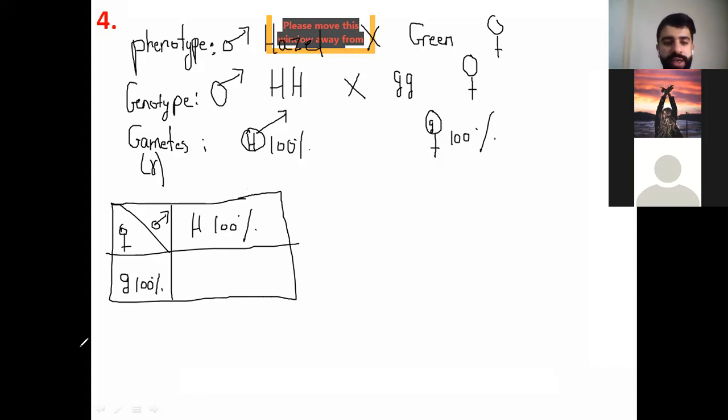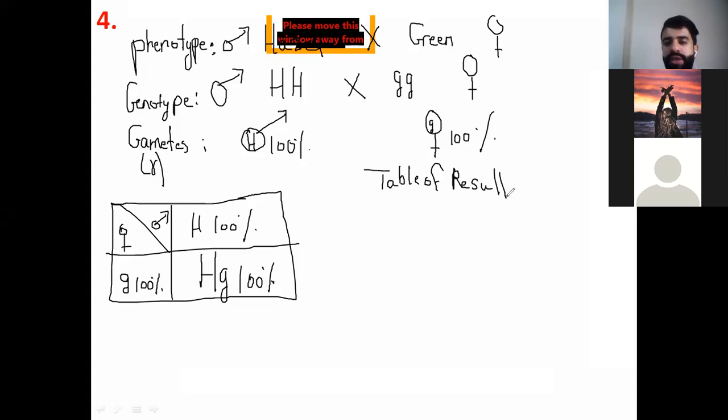What do you think, Norjan? GH or HG? H. Always we start with the dominant. HG. Very good. HG, 100%. So lastly we move to the table of results. Table of results.